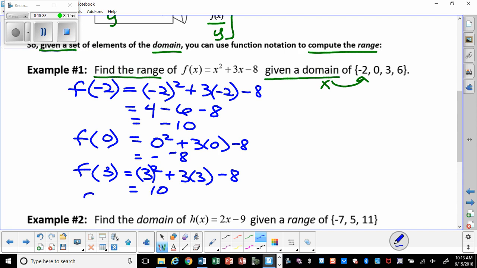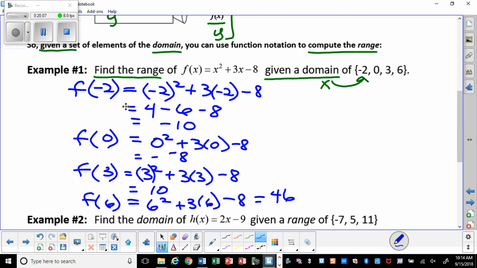And then I'm going to do f of 6. So we're just substituting in here. The 6 is my x. You can use your store function or substitute everything in and use PEMDAS. So 36 plus 18 minus 8 is 46. So all you do to find the range is you put the x in.